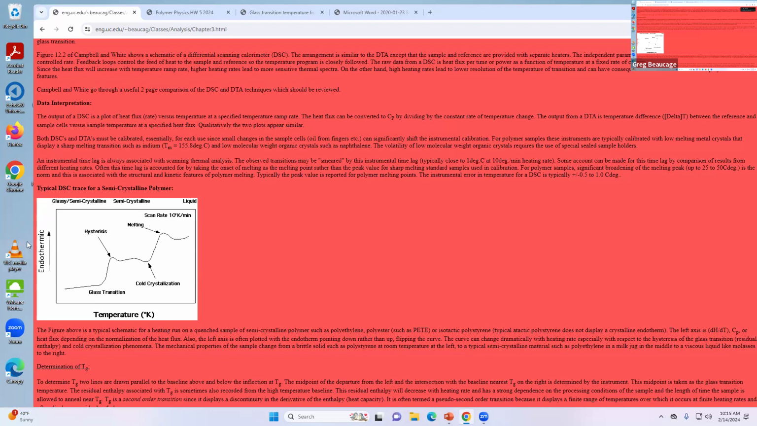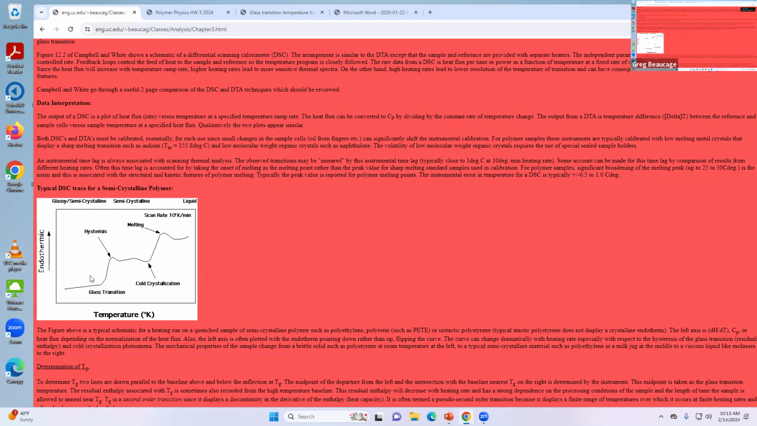So if you divide the joules per second by the heating rate, you get dQ/dT, which is the heat capacity. If the units of this are watts, it's not heat capacity. If you divide by the constant heating rate, you get heat capacity. So basically this is a plot of heat capacity versus temperature, where you're doing a temperature scan.